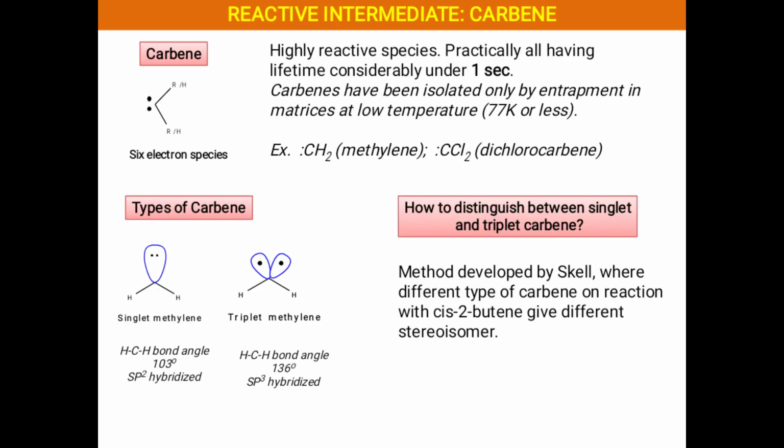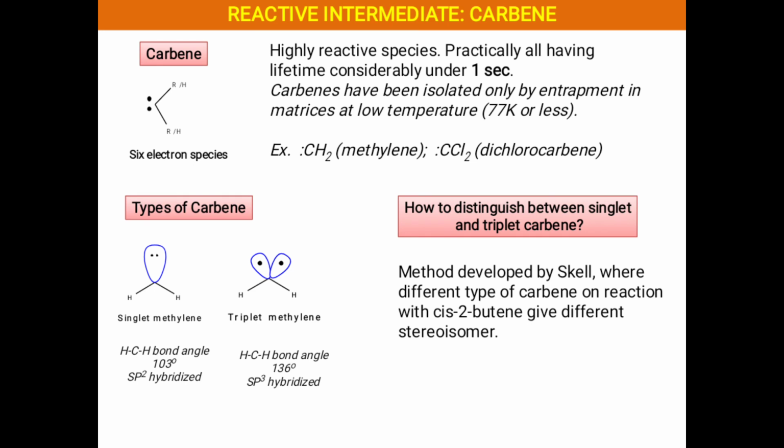Next one is carbenes. Carbenes are derived by homolytic fission. Carbenes are highly reactive species having a very short half-life, less than 1 second. The parent species is CH2, known as methylene. Another example is dichlorocarbene, CCl2. The carbon atom in a carbene has 6 electrons, so it is an electron-deficient species. So carbene reacts as a strong electrophile.